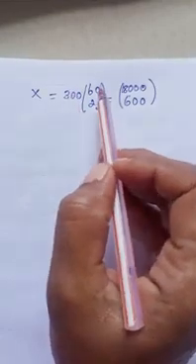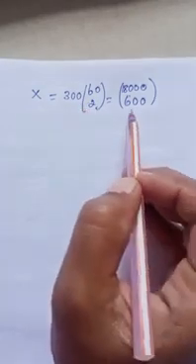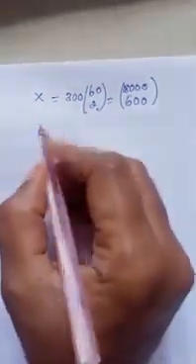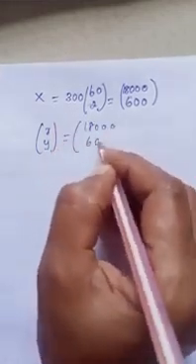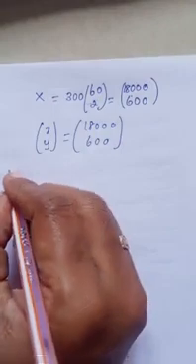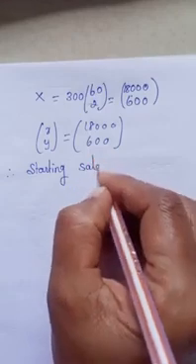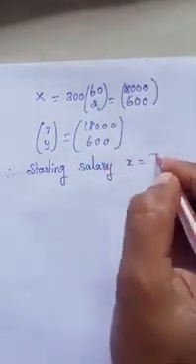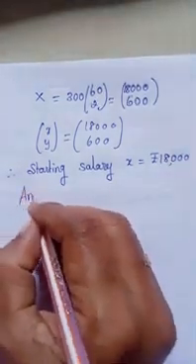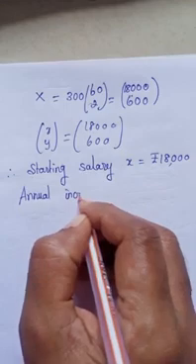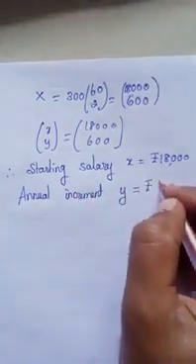Say 300 into 60. 3 zeros, 6 into 3, 18. So 18,000. And 300 into 2 is 600. So actually X is XY, isn't it? XY is equal to here 18,000 and the next value is 600. So therefore, starting salary X is equal to rupees 18,000 and annual increment Y is equal to rupees 600.